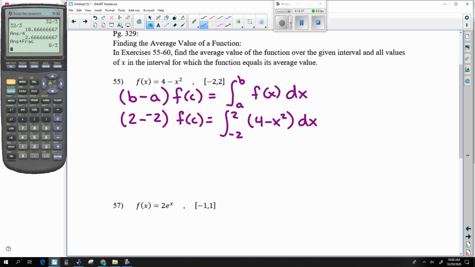A lot of stuff going on here. Okay, so this is going to be 4 times that average value. Again, f of c is the average value. And I evaluate this integral. So this is 4x minus 1/3 x to the third, and this is being evaluated from -2 to 2.